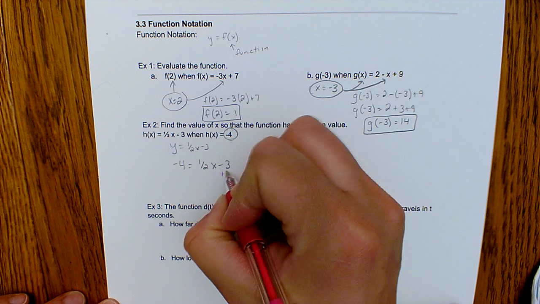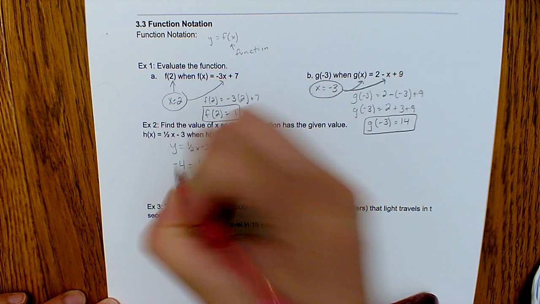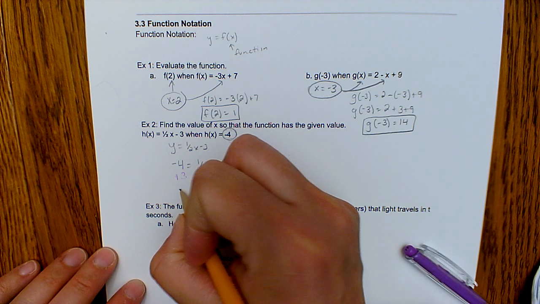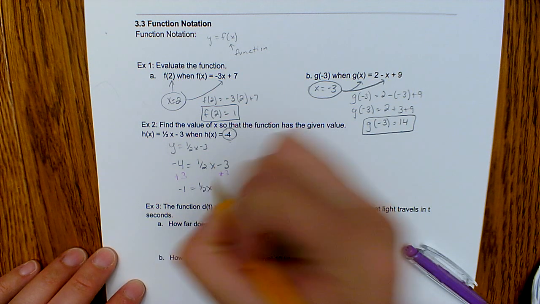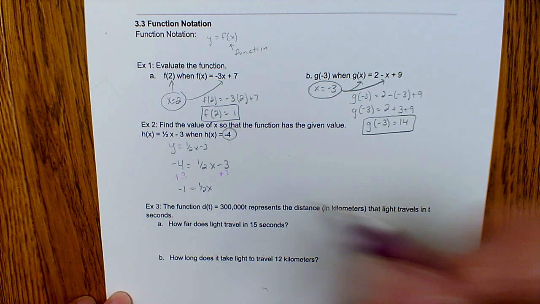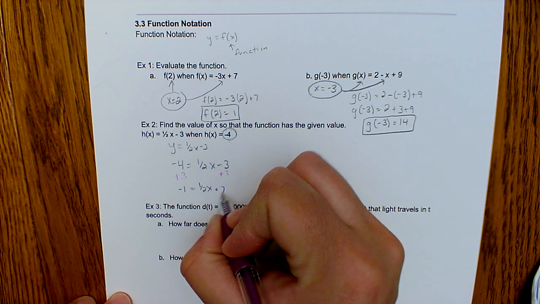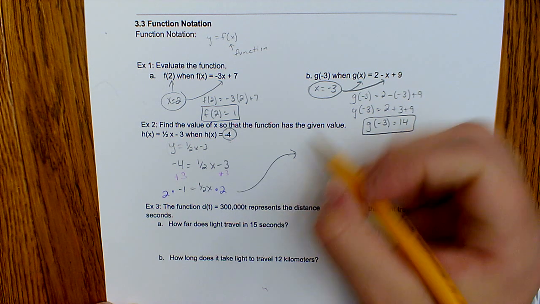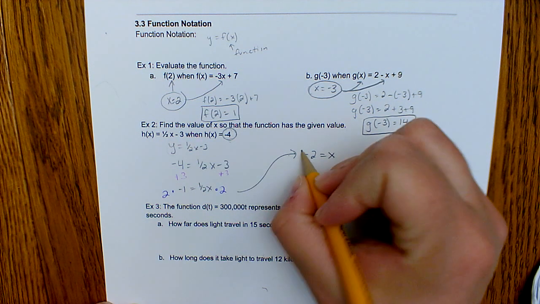So I'm going to add the 3. And over here I get negative 1 equals a half x. Because this is a half, I need to multiply by 2 on both sides. So negative 2 equals x.